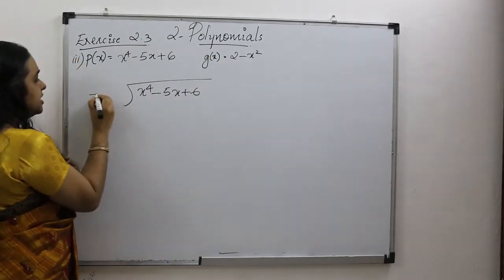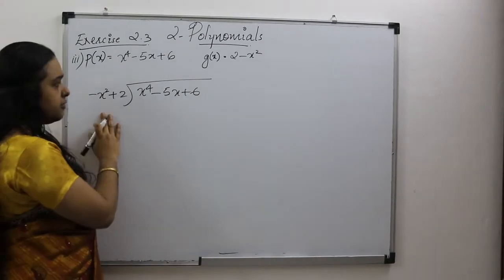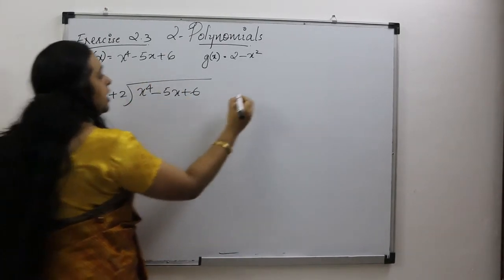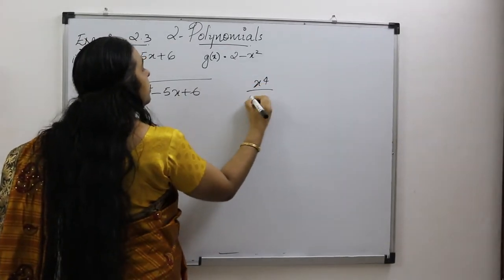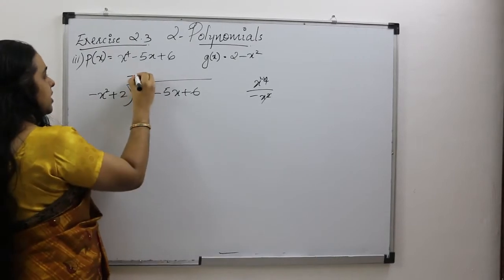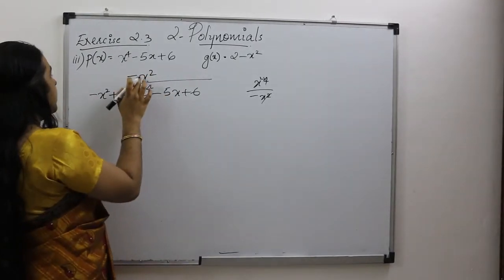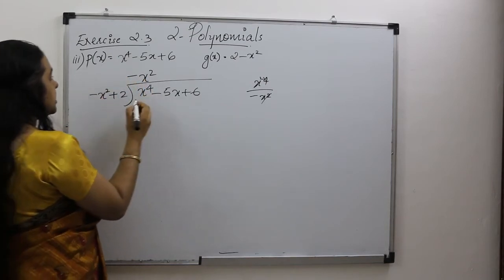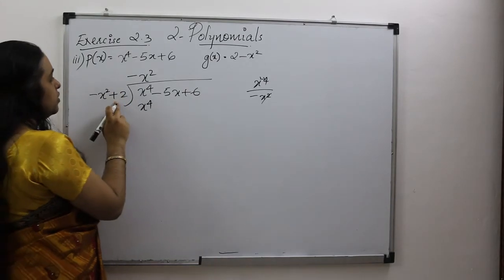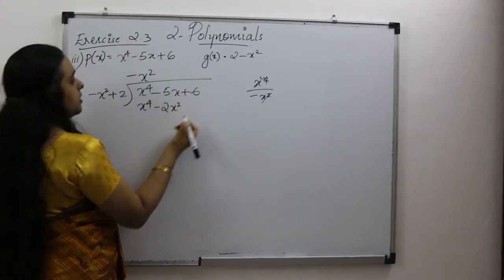So we have to write it as minus x square plus 2, isn't it? In its general form. So this will become x raised to 4 divided by minus x square will become what? Minus x square. Isn't it? Then minus x square into minus x square is x raised to 4. Minus x square into 2 is minus 2x square.